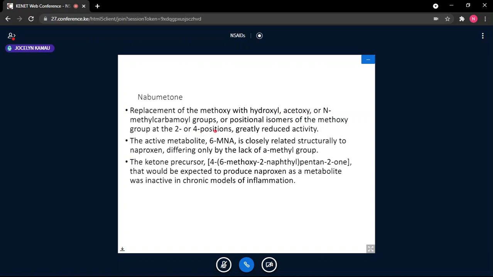Again, we are saying you cannot give positional isomers. Positional isomers is where you change the position of this group. It requires to be in position number 6 for maximum activity.